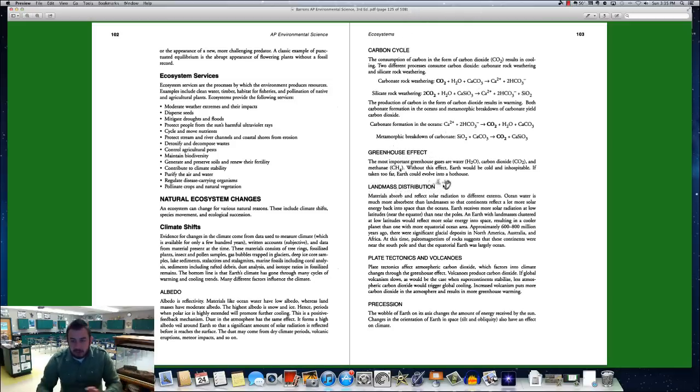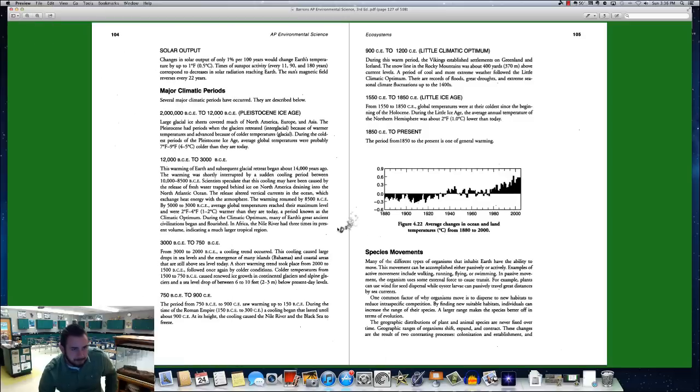Land mass distribution, so going back to plate tectonics and where those land masses ended up over 600, 800 million years ago. Plate tectonics and volcanoes, again, going hand in hand. Precession, the wobble of the Earth on its axis. As it spins around, it kind of wobbles like a top as it gets further away from the sun. As it gets closer, it kind of speeds up a little bit. The change in the orientation of the Earth in space also might have an effect on climate, and that could also cause change in the ecosystem.